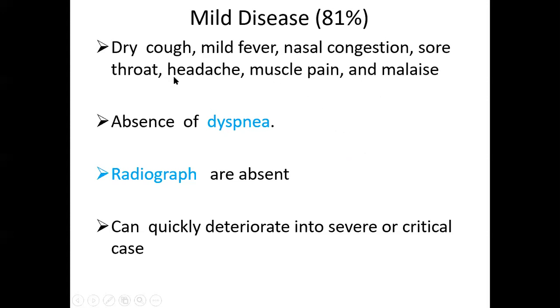This mild disease is characterized by the absence of dyspnea, and the radiographic findings are absent. However, this can quickly deteriorate. It transforms into the severe or the critical case. So the mild form of COVID-19 is characterized by the absence of dyspnea and absent radiograph findings, while the flu-like symptoms are present.